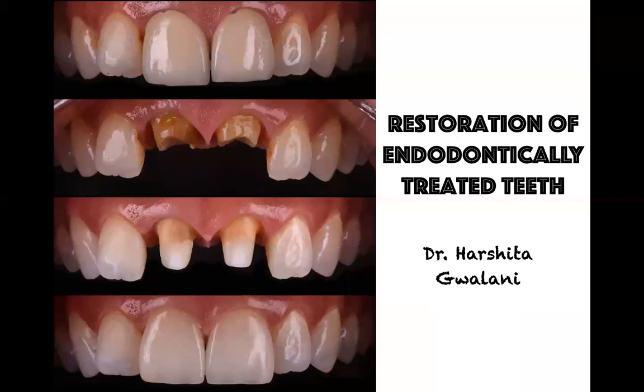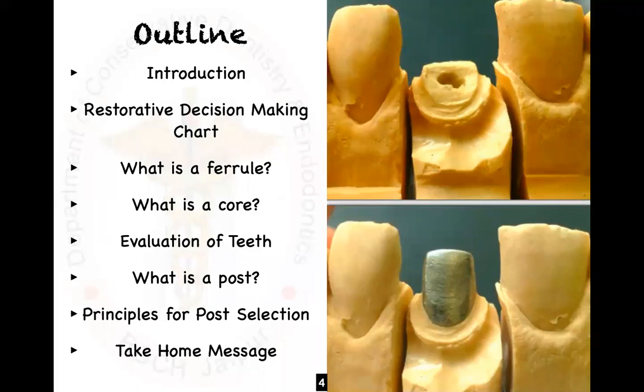Right? So in today's class, before I go with the outline, what I'll be discussing today will be introduction, restorative decision making chart. What is of a rule? Now these are the things that you're supposed to jot down. What is of a rule? What is a core? Evaluation of teeth in cases of anterior and posterior. What do we do? What is a post? Principles of post selection and take home message.